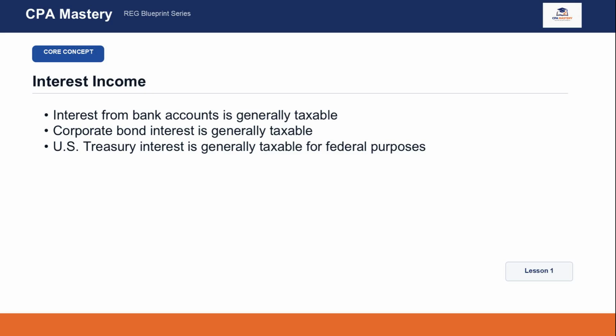The big exception you want to keep in the back of your mind is municipal bond interest. That is one of the classic exceptions that students are expected to know. We'll highlight that again in the exam trap slide because it appears so often.